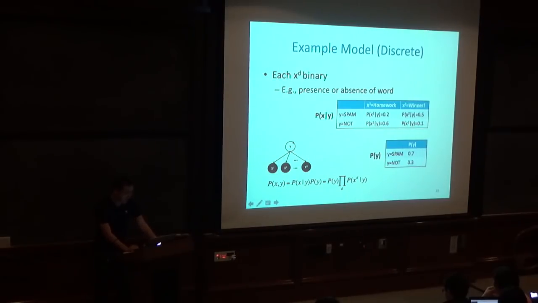So, for example, these are the tables for two-dimensional x and binary x and y. This is the entire naive Bayes model.